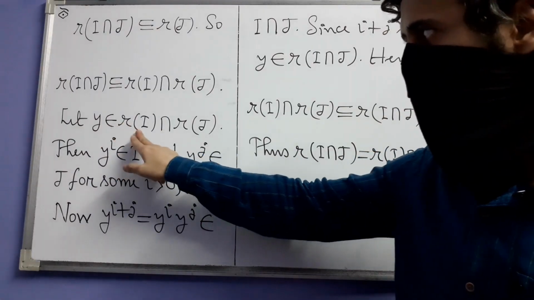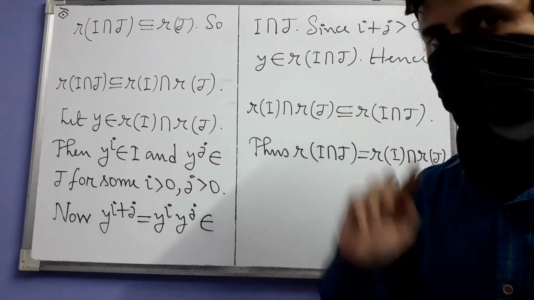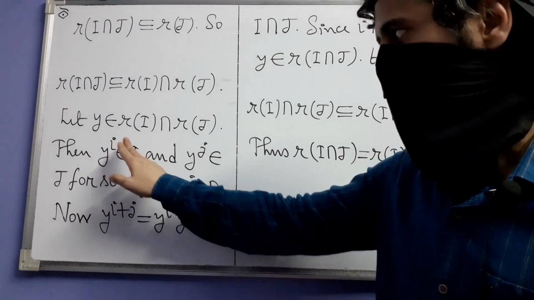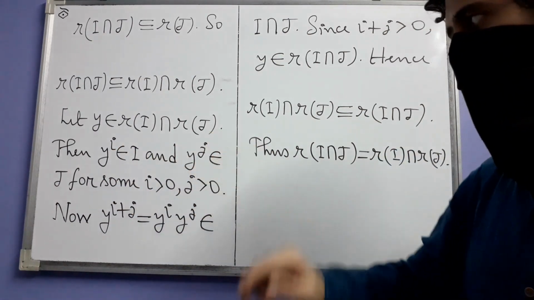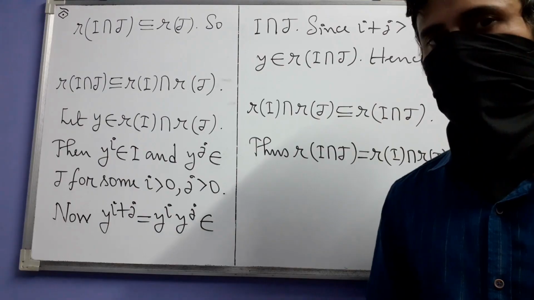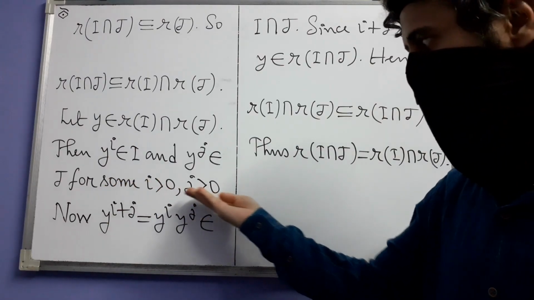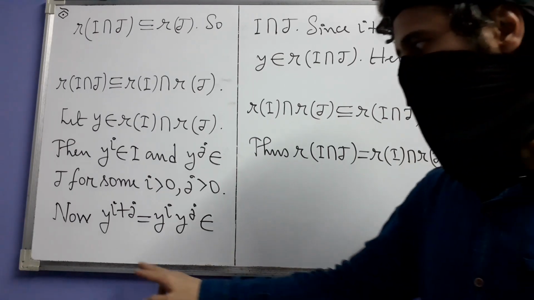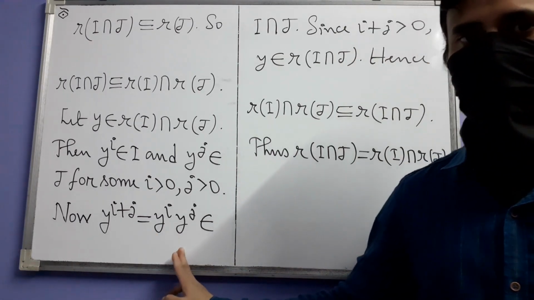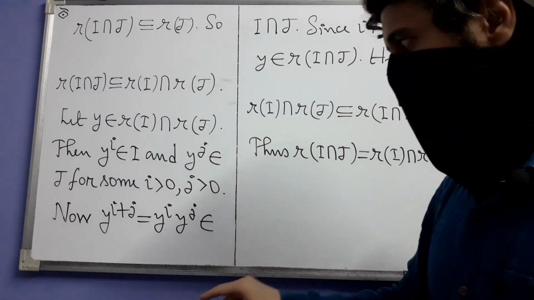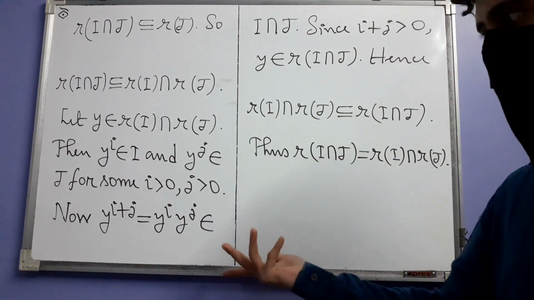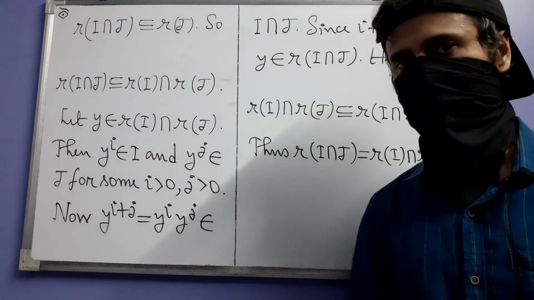So then y belongs to the radical of I and y also belongs to the radical of j. So some power of y will belong to I and some power of y will belong to j, where we have positive integer exponents i and j. And then we take the product of these two powers. Again by one of the rules of exponents, this is equal to y to the power i plus j. And this works because i and j are positive integers.